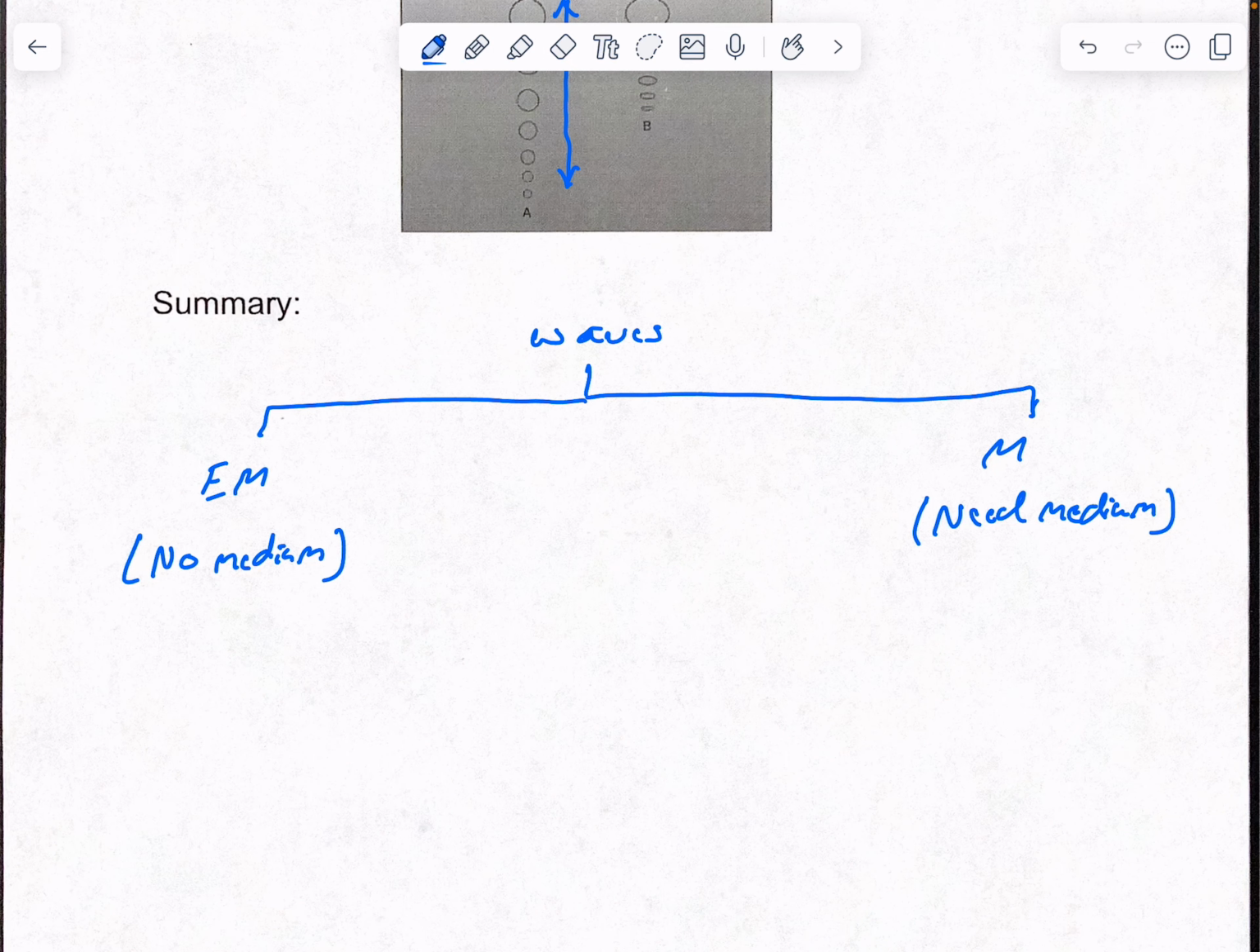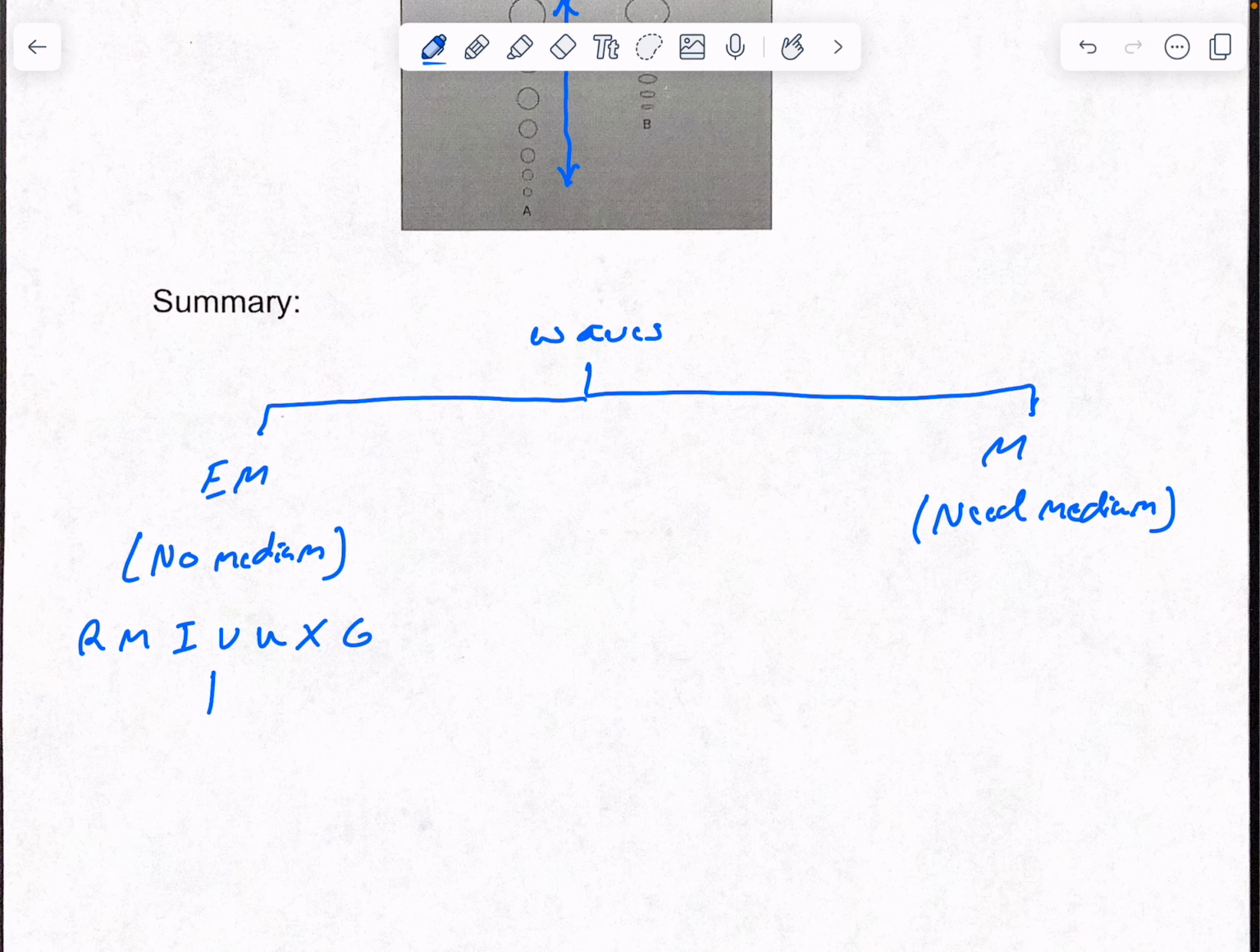Now, your EM waves, if you can remember the red Martians invade Venus using X-ray guns, those are your electromagnetic waves. That makes your life a lot easier. Those are all considered transverse. Electromagnetic waves all look like this. Because when it's traveling through space, there's nothing really to compress, so it's purely transverse, which is just your typical looking wave.